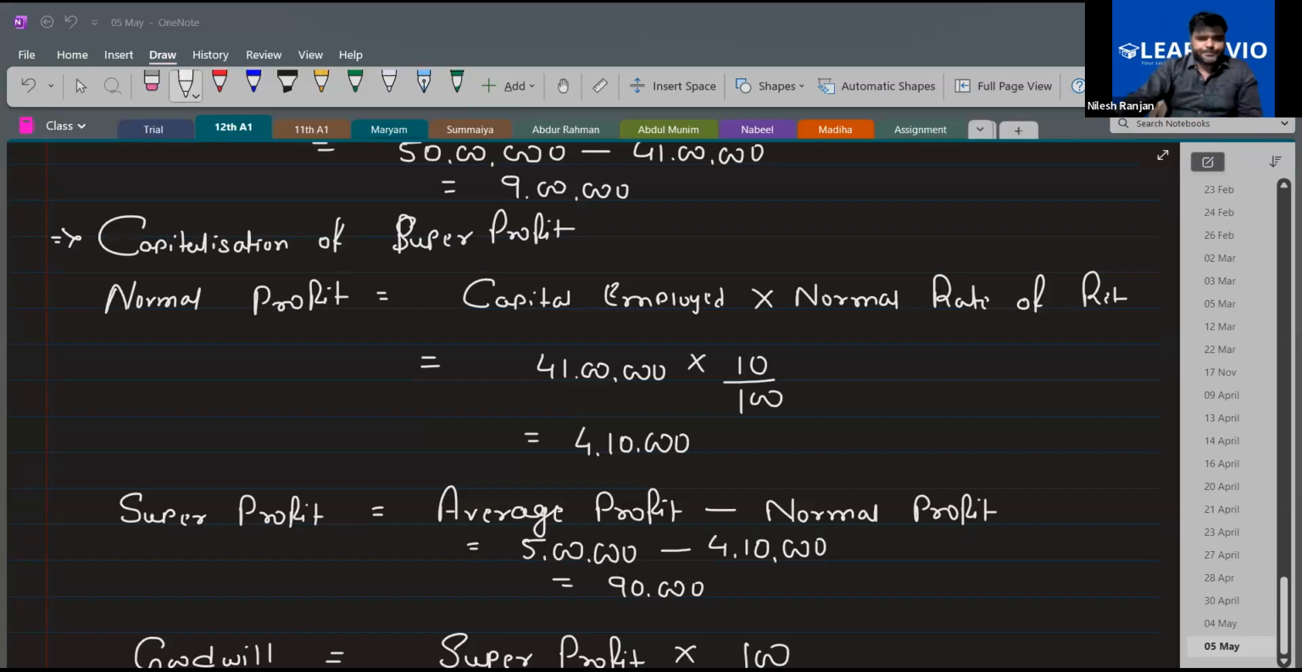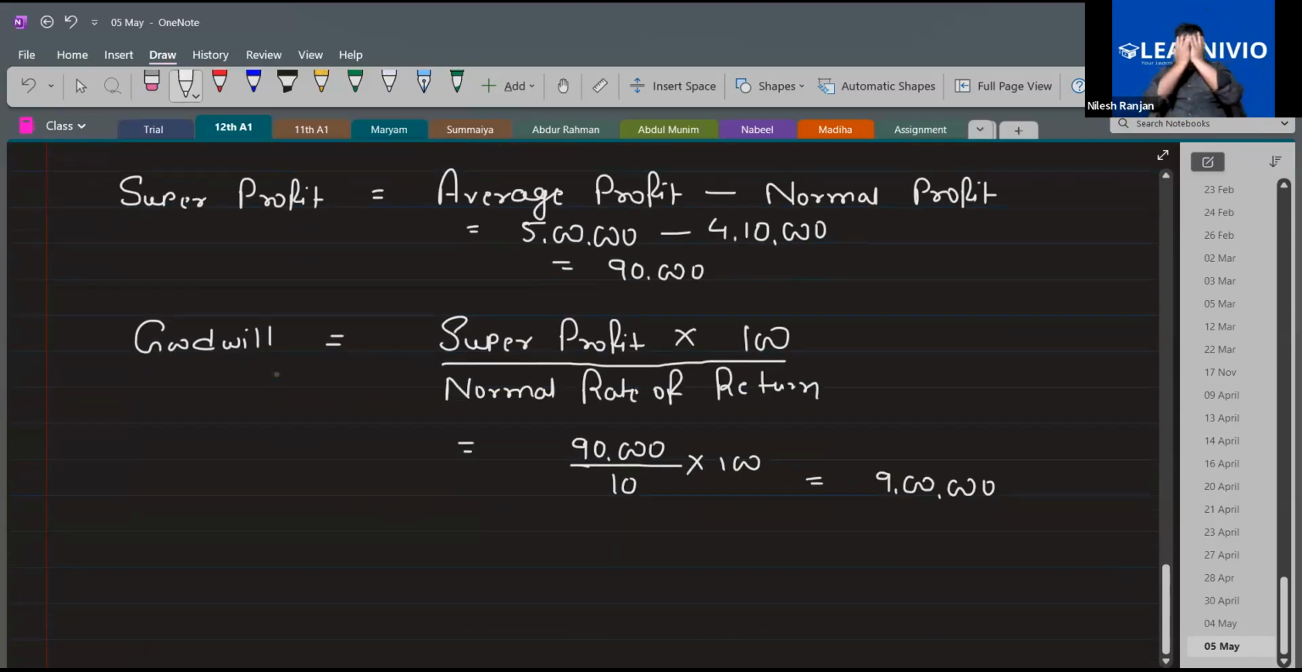Okay, so after this, we have completed the average profit method, super profit method, and capitalization. So this is the Goodwill chapter we have. Now, after this, there is a chapter called change in profit sharing ratio. We will start this new topic. It is part of reconstitution of partnership.